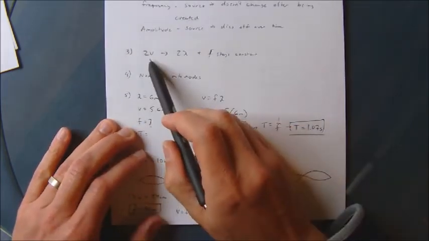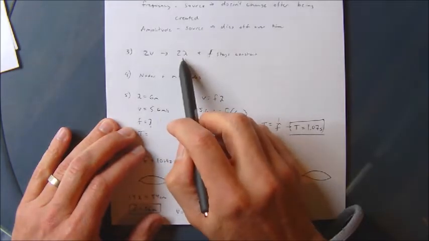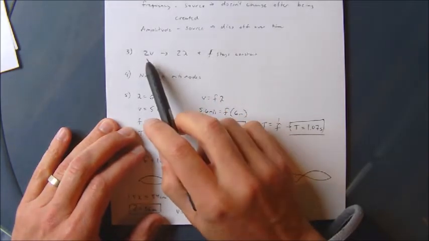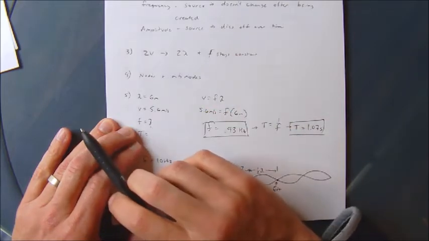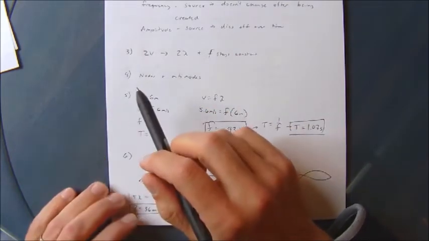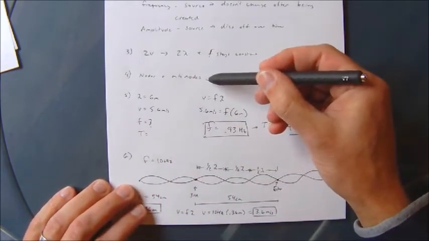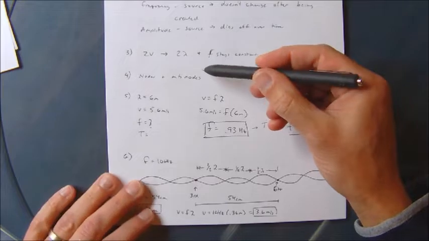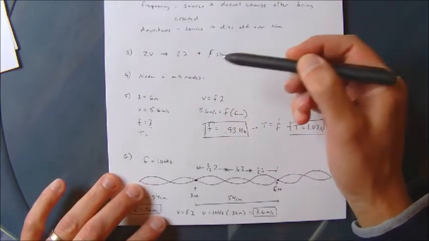Number 3, if we double the velocity of a wave, the wavelength will also double because v equals f lambda, and frequency has to stay the same. So if velocity goes up, frequency also has to go up. On number 4, the words you're looking for are nodes and antinodes. That's total destructive and total constructive. We see that in interference patterns.